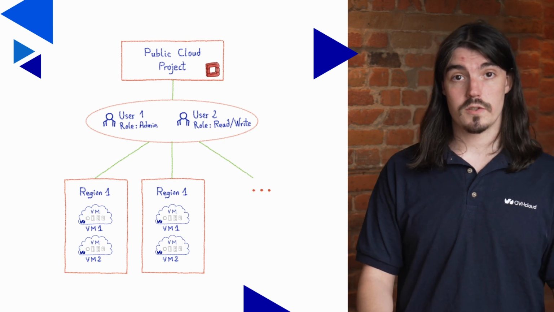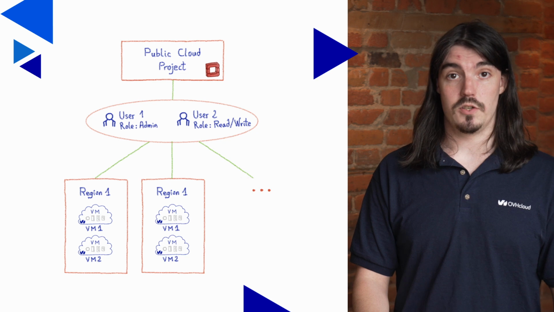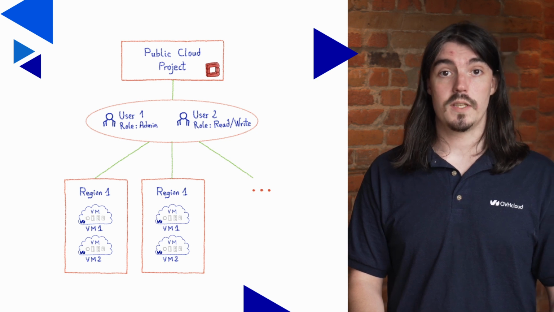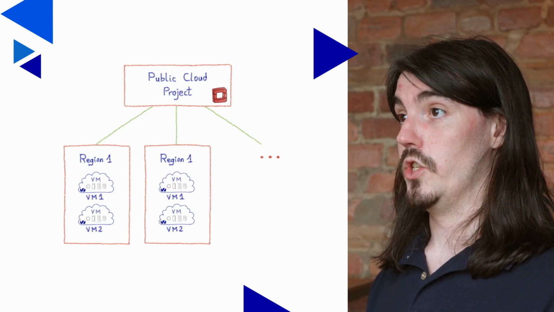Projects, users, and roles are therefore handled by Keystone. Keystone, remember, is the authentication service. There is only one Keystone in all of OVH. It's a global service. Now let's go over what are regions.